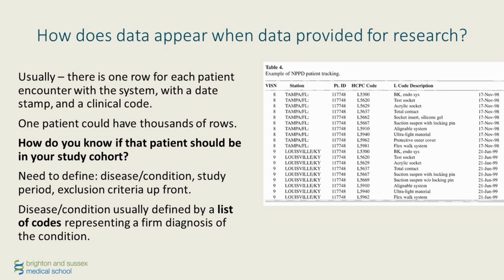So how do you know if that patient should be in your study cohorts? You need to define up front which clinical concepts define the condition that you're interested in. So say you're doing a lung cancer study, such as Imogen's going to present to us in a bit. You need to define up front which of the 200,000 possible codes mean that person's got a lung cancer diagnosis or a diabetes diagnosis or dementia or whatever you're interested in. You need to decide, is there a study period in which they have to have that code? And on what basis might I exclude them if they've got other conditions? So those diseases and conditions are usually defined by a list of codes representing a firm diagnosis of the condition.